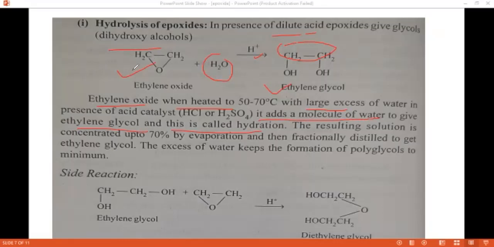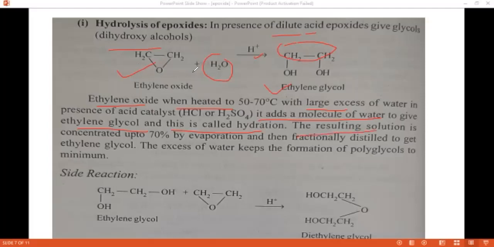The ethylene oxide, when heated to 50 to 70 degrees Celsius with a large excess of water in the presence of an acid catalyst, HCl or sulfuric acid, adds a molecule of water to give ethylene glycol. That means the ethylene oxide reacts with the water in the presence of the acid, then ethylene glycol is formed. This reaction is called hydration because you have the addition of water.